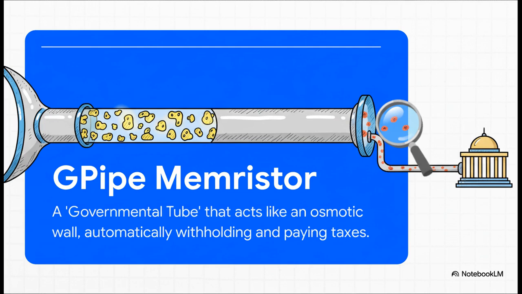The best way to think about it is like a special pipeline that connects directly from the system to the government's tax agency. It acts like an osmotic wall. All the value flows through it to the participants, but the exact percentage that's owed in taxes is automatically filtered out and sent straight to the state, all in real time.